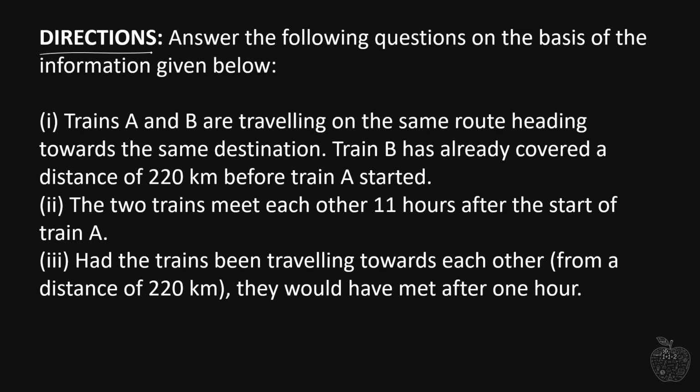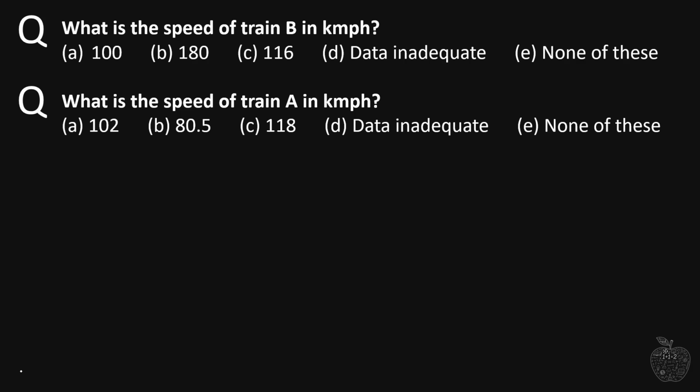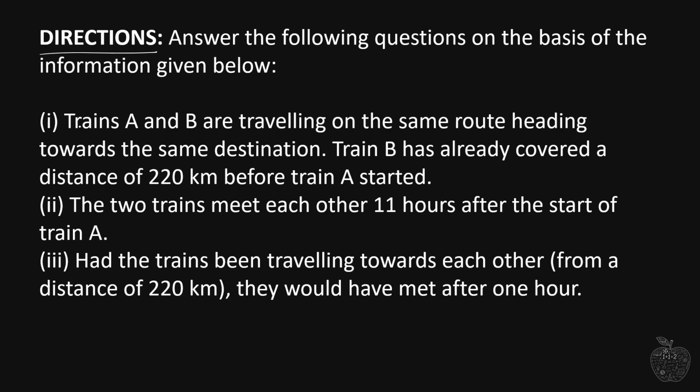So these are the directions, and based on these three directions we have to answer these two questions. All right, so first let's read the directions. Trains A and B are traveling on the same route heading towards the same destination. Train B has already covered a distance of 220 kilometers before train A started. So let's first focus on point 1.